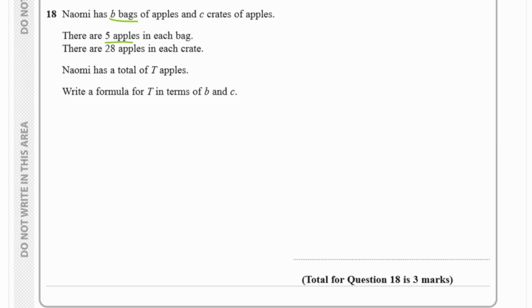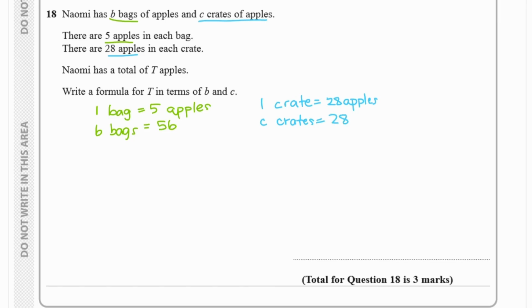So using the first piece of information about the bags, if one bag has 5 apples, that means to find out how many apples we would have in B number of bags, we would have to multiply the number of apples, 5, by the number of bags, which in this case is B. So here we would have 5B apples. The next piece of information is about the crates. So if one crate has 28 apples, to find out how many apples are in C crates, we would have to multiply 28 by the number of crates, which is C.